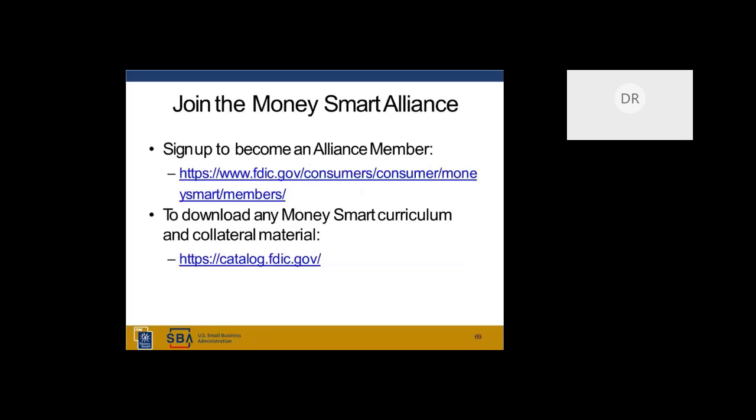Anyone can download the Money Smart for Small Business curriculum, which is available on the FDIC catalog. I have the email in front of you. However, we encourage organizations to join the Money Smart Alliance to benefit from meeting other MSSB users. This is a short form to fill out, and the most updated link will always be available on the Money Smart webpage. Both joining the Alliance and downloading the trainings are very easy.